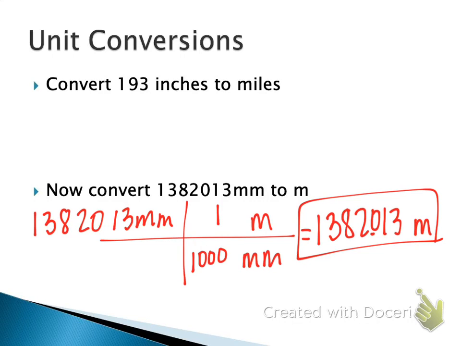1382.013 meters, right? Which one was easier? The second one, right? The metric system one's easier. Everything is thousands or hundreds. All you have to do is move the decimal. We'll get conversions that are several steps, not just one, I mean. But in general, the metric system is much simpler. Much fewer things to memorize in terms of conversion factors.